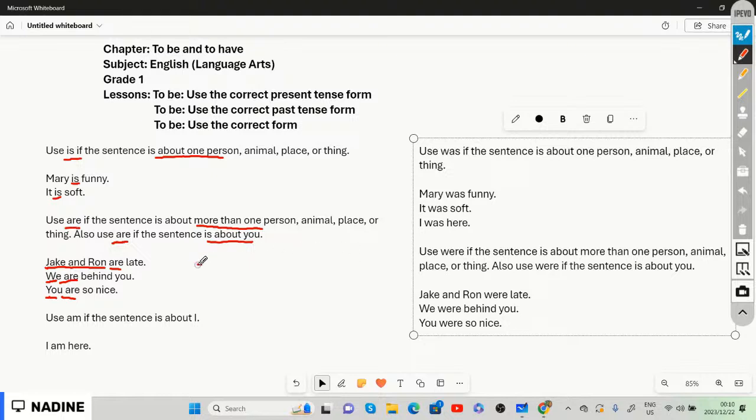Even if we were to refer to more than one, we can say the children are hungry. So it's referring to more than one person that is hungry. So we basically use are.